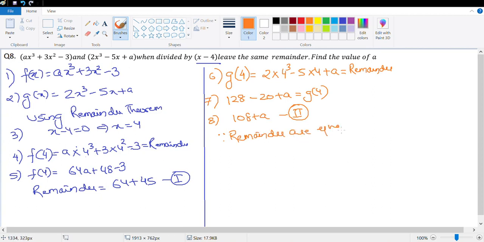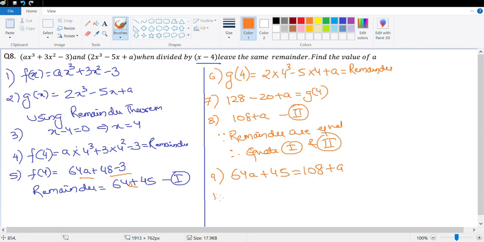Now since the remainders are equal, therefore equate 1 and 2. So what we get is, this was 64a, sorry, this was 64a plus 45. So 64a plus 45 is equal to 108 plus a. Let's group like terms together. 64a minus a is equal to 108 minus 45. This is 63a is equal to 63. Therefore, a is equal to 1.